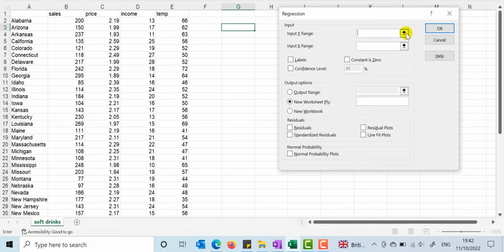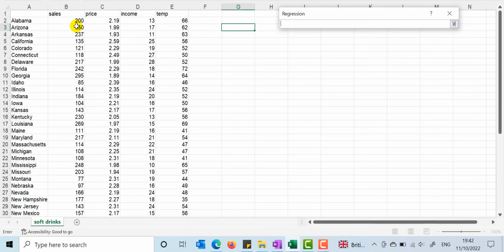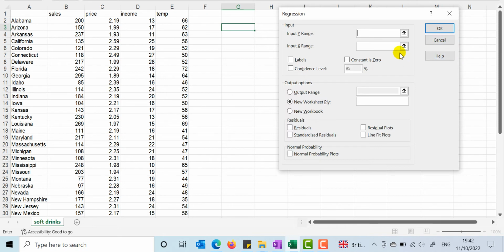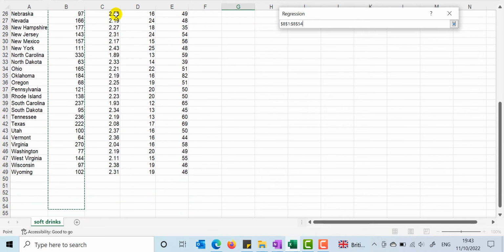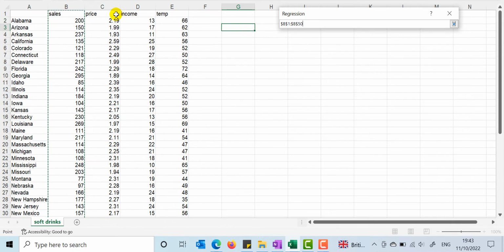Input y-range, so that's our dependent variable. As you can see, I clicked here and highlighted all this, including the first row. The first row is the temp row. I included that, and I'll tell you why I did that.